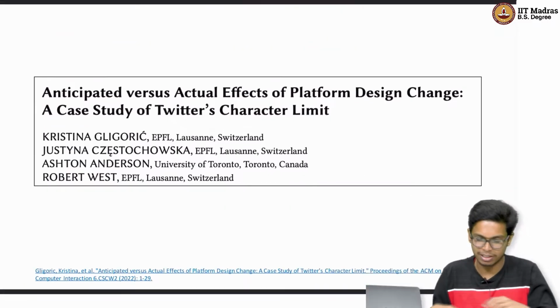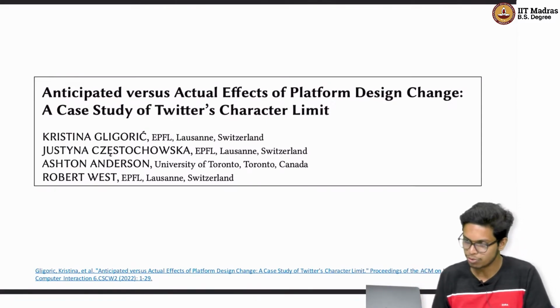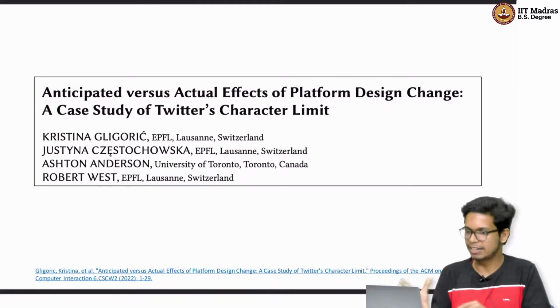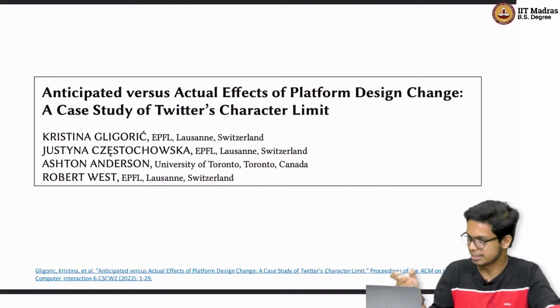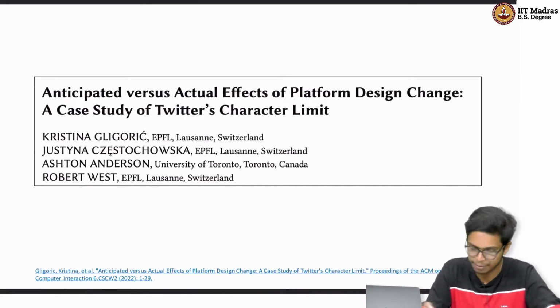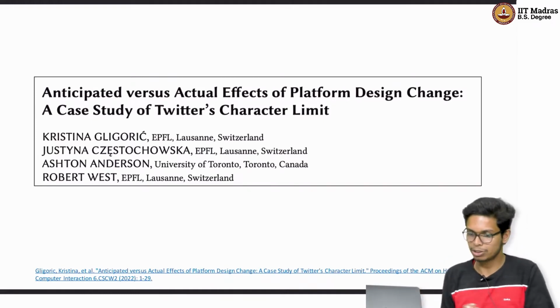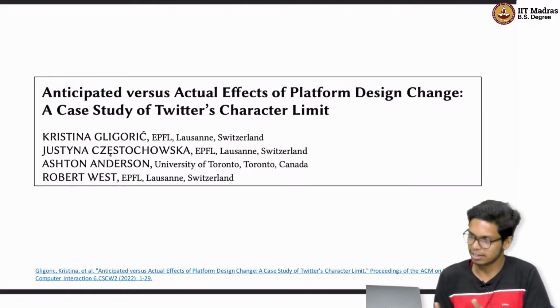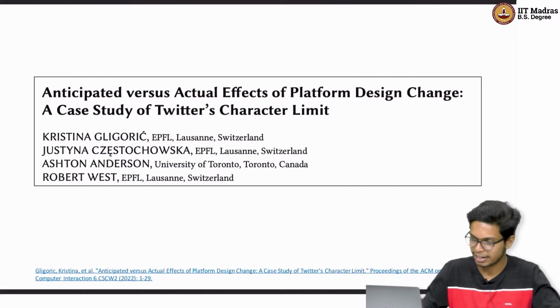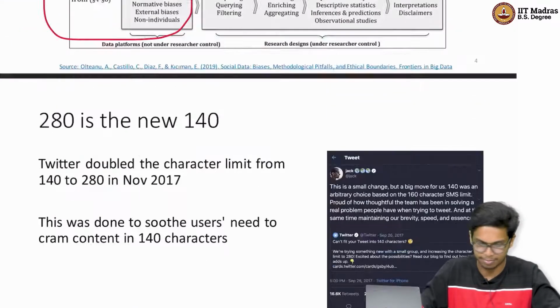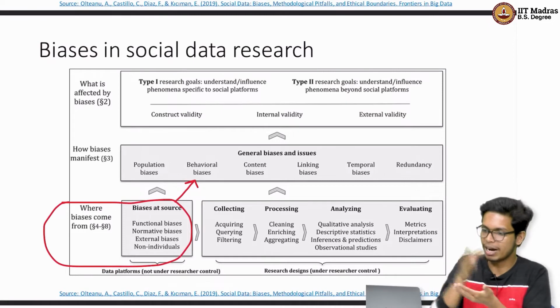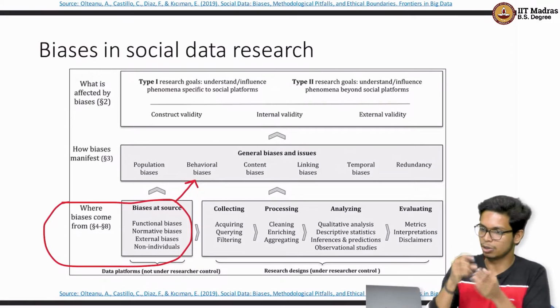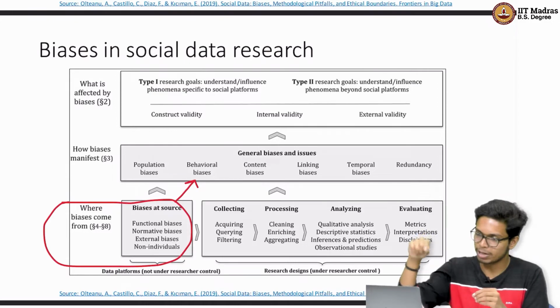So specifically for this session, we want to look into this recent paper from the CSCW forum, which works on social computing and so on. The paper is titled "Anticipated versus Actual Effects of Platform Design Change: A Case Study of Twitter's Character Limit." As I said, in the broader context, Twitter changed the character limit, and it is a very specific platform design. Users do not have any control over it. And if you look back at this figure, we want to see how biases at the source, at the Twitter API level, inform the behavior of the users.